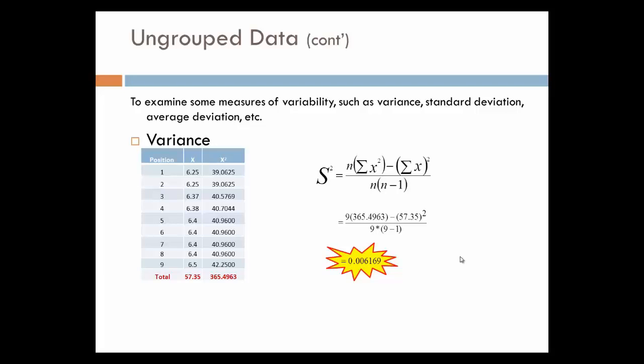But here now the formula says take the sum of x. So I just take 57.35 squared, which means 57.35 times 57.35. And then I divide it by n. First of all, you need to do n minus 1, so it's going to be 9 times 8. And then when I punch out, I will get 0.006169. This number is my variance, and I'm going to talk some more about it.